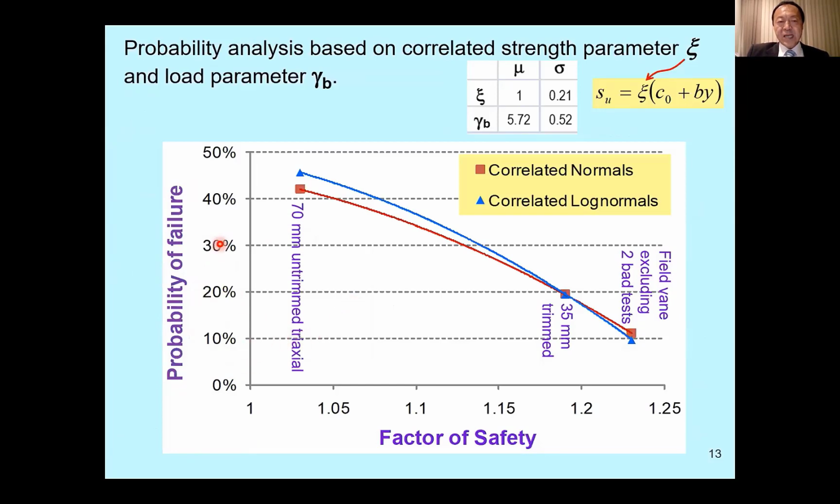It goes from 10% to 40%, depending on whether you are using the untrimmed triaxial specimen, 70 mm original diameter, or the trimmed 35 mm diameter, presumably with the disturbance reduced, or the field vane test. The factor of safety goes from about 1.02 all the way to 1.23. The probability of failure is high, from 10% to 40%, regardless of the type of test you use.